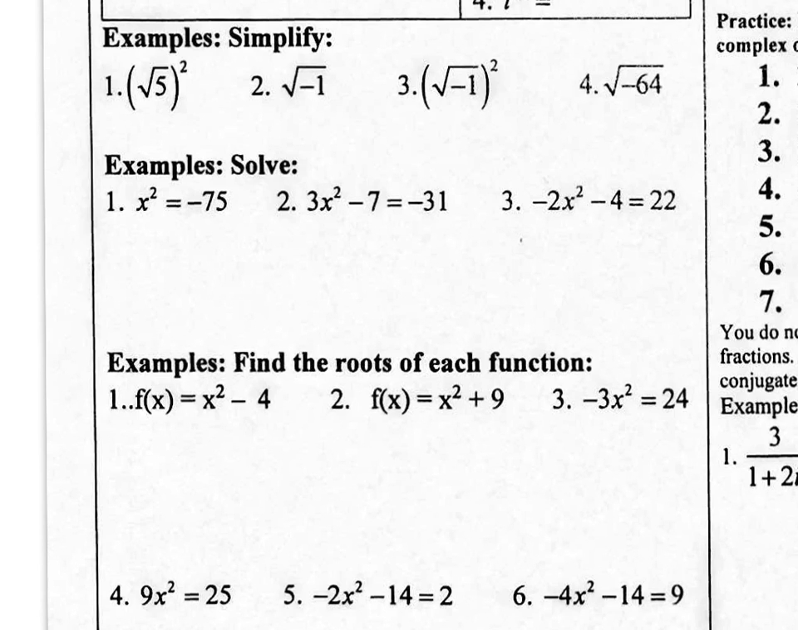So we have some examples of simplifying here. We have the square root of 5 squared. So you know that the square root and the square eliminate themselves. Your final answer is just 5.